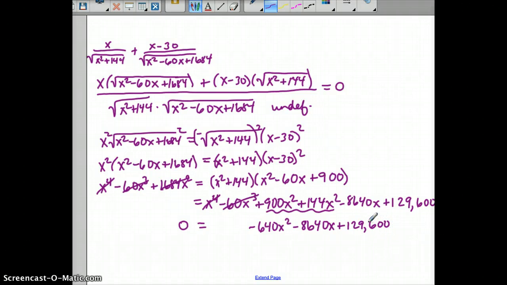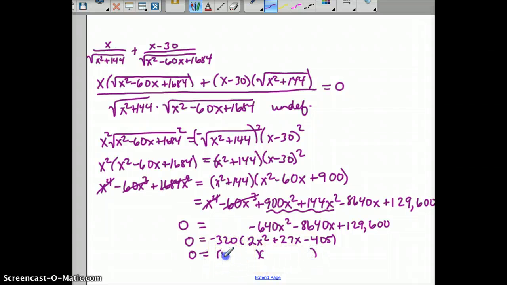They all can be divided by 320, so a negative 320. So we'll factor that out. So we'll have 2x squared plus 27x minus 405. And then dividing by negative 320, we can just factor the rest.